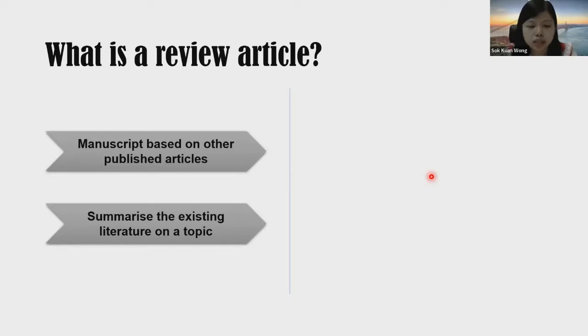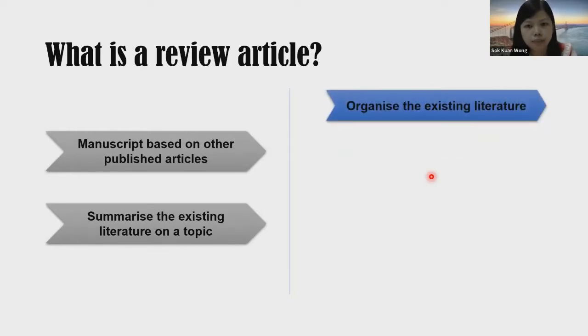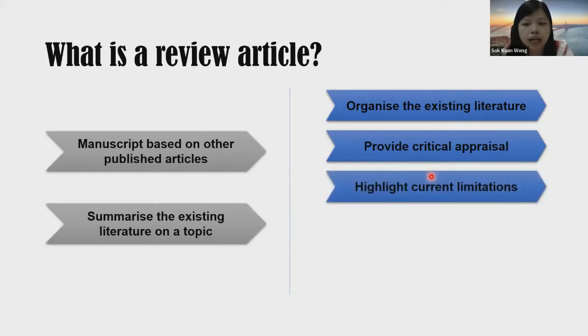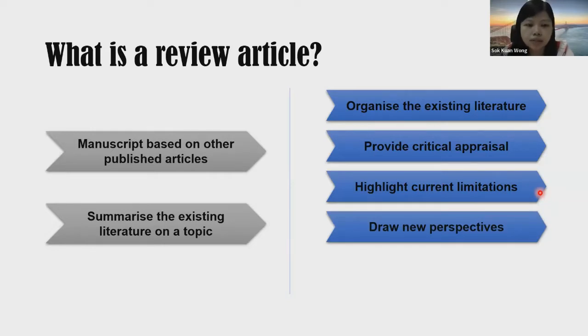For example, the first one, other than summarizing the existing literature, secondly, you need to provide critical appraisal. Later on I will show you more. Then highlight the deviations or adaptations in current studies, which have not been studied, and you will need to draw some new perspective as well. What are the things that you can see from the overview of the studies that you have summarized in your review articles?